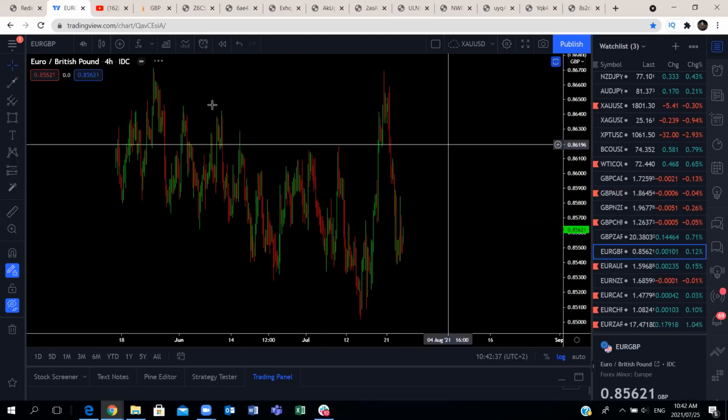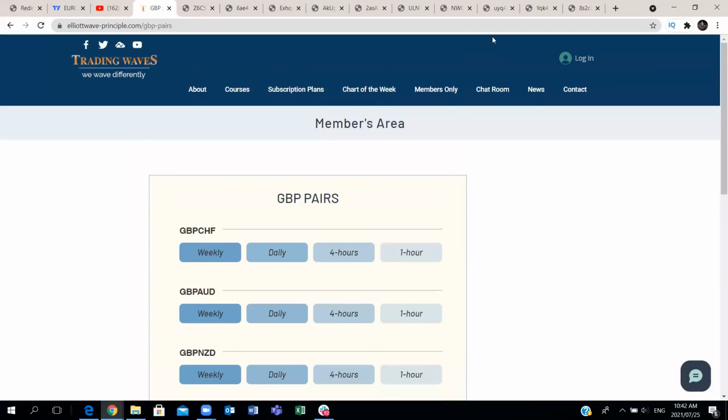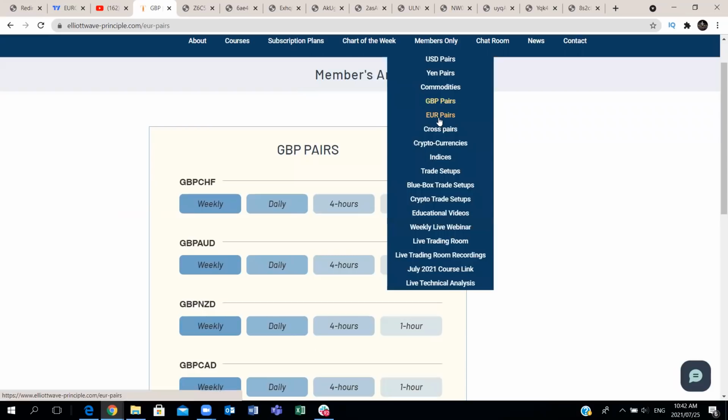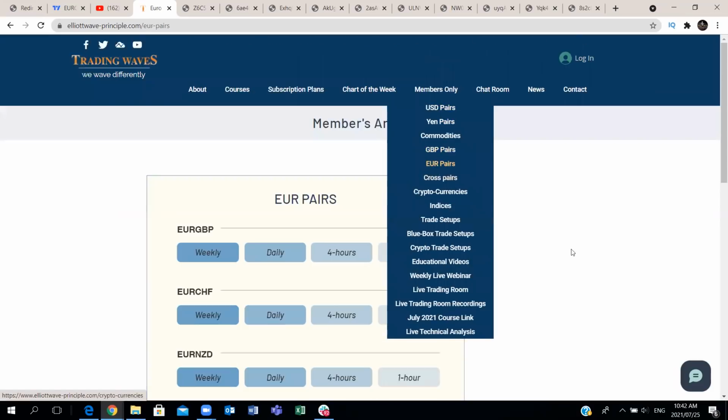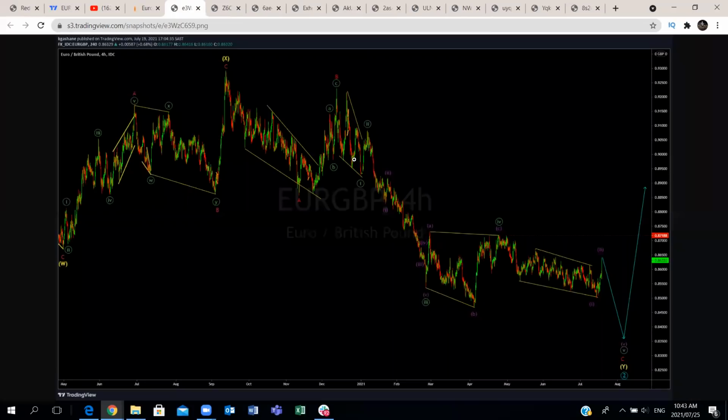Euro pound. Let's start by having a look here at what we forecasted. You can see the forecast in the last 2 weeks has been almost 95% accurate. Let's look at the euro pairs. There's a difference between forecast and trade execution. You can forecast up to 95% accuracy and trade execution up to 70-75% accuracy. Let's have a look at the forecast here on this one.